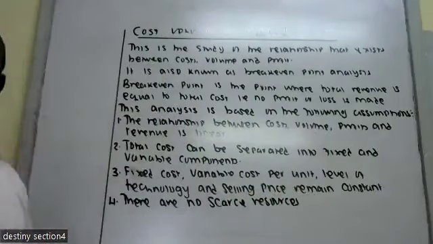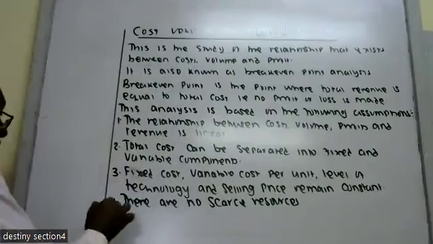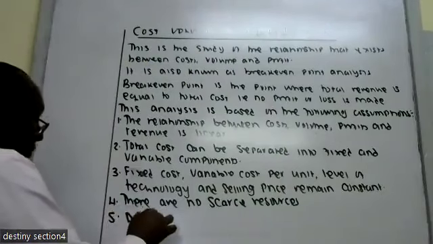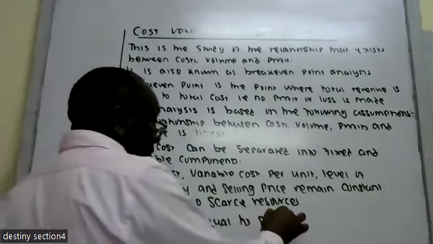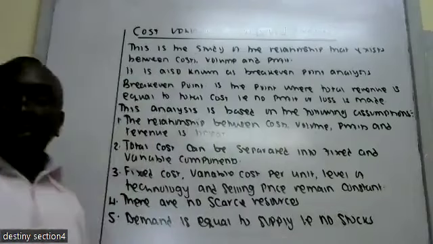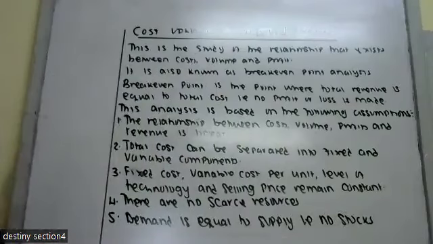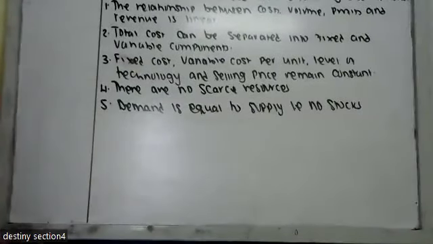That means we are able to maximize. Everything we require is available. Another one is demand is equal to supply. That is, no stocks. What we produce, we sell everything. What we produce, we are able to sell everything of that. That's the meaning of that. The other thing, I think those ones are enough.